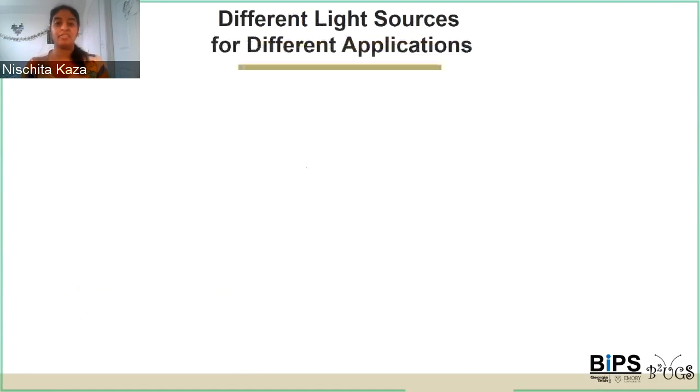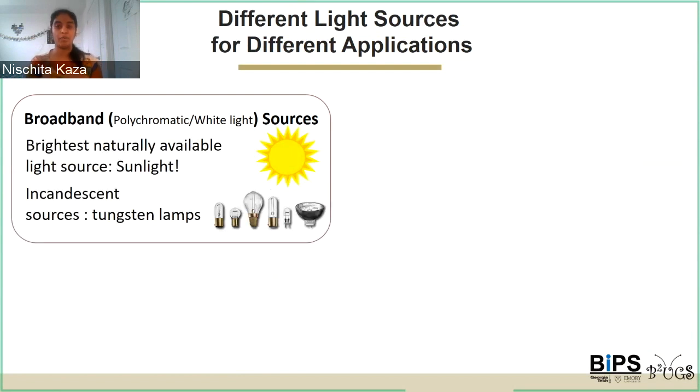Okay, so now that we have a sense of these different features, let's look at some example sources that are actually used. The first type of sources that you can think of are broadband sources. These are also called polychromatic because essentially you have a range of wavelengths. Or if you're looking at the visible region of the spectrum, you could also call these white light sources. Now the simplest and the most readily available natural source is the sun. This is a very broadband source of light, and this is what the early microscopists used to illuminate samples.